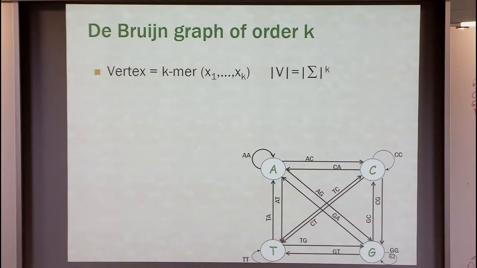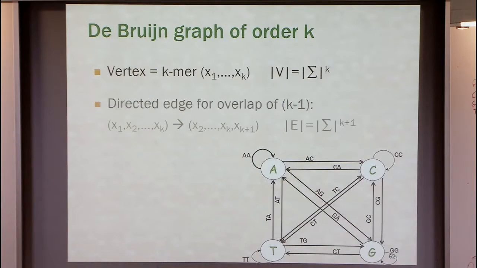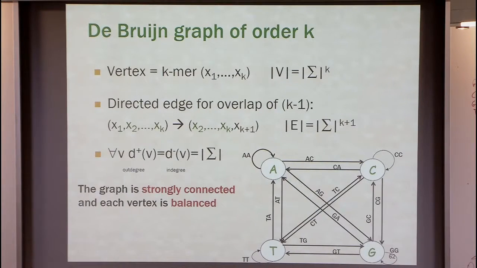What we have in the graph is that every vertex has a label of a K-mer, so we have sigma to the K K-mers. Every edge, a directed edge, is an overlap, as Lior mentioned in his talk. It means that we have an overlap of K-1 between the source and the target vertex. So the number of edges is the size of sigma to the K+1. The in-degree and the out-degree are equal, and both are equal to the size of the alphabet. As a fact, the graph is strongly connected and each vertex is balanced.